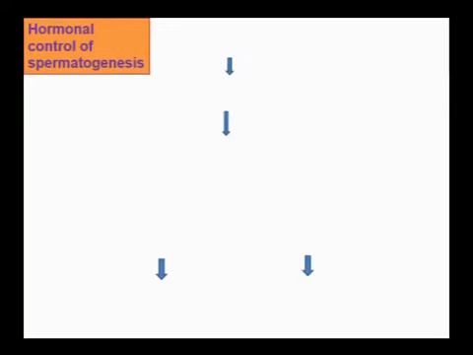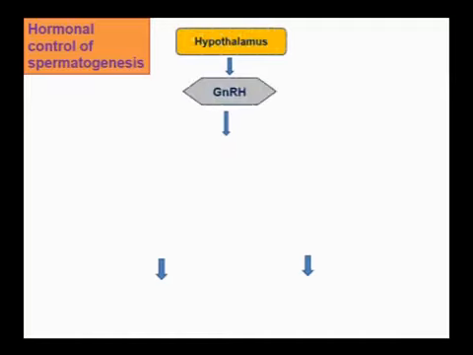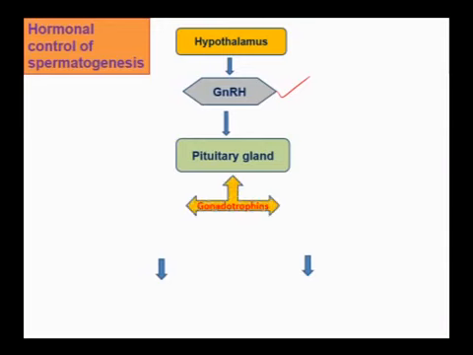Coming to hormonal control of spermatogenesis. Spermatogenesis is under the control of gonadotrophin releasing hormones secreted by hypothalamus. Gonadotrophin releasing hormones act on anterior lobe of pituitary for the secretion of two gonadotrophins, namely LH and FSH. LH is luteinizing hormone and FSH, follicle stimulating hormone, is also a gonadotrophin. LH and FSH both are said to be gonadotrophins because they act on gonads. So what is the significance of LH?